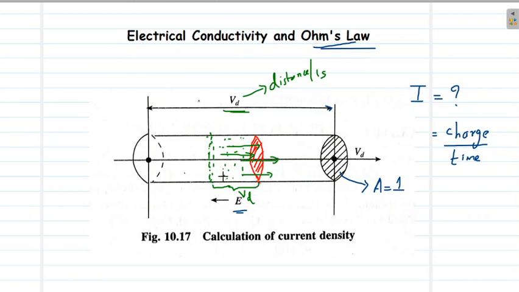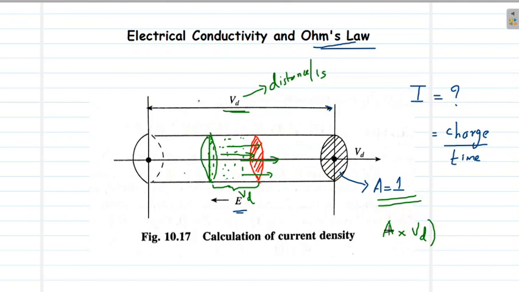So how many electrons are within a length of Vd? We know the cross section A is 1, and the length of this considered small cylinder part is Vd. So what is the total volume? The total volume is cross section into length.